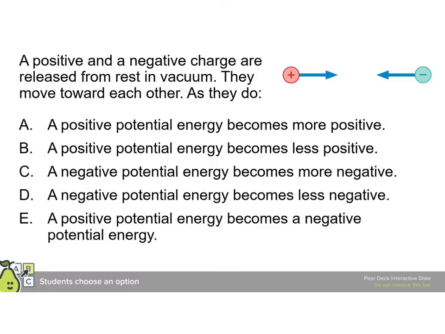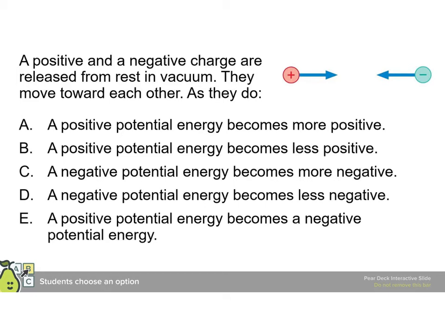All right, a positive and negative charge are released from rest in vacuum. They move towards each other. As they do, what happens? A positive potential energy becomes more positive. A positive potential energy becomes less positive. A negative potential energy becomes more negative. A negative potential energy becomes less negative. A positive potential energy becomes a negative potential energy.